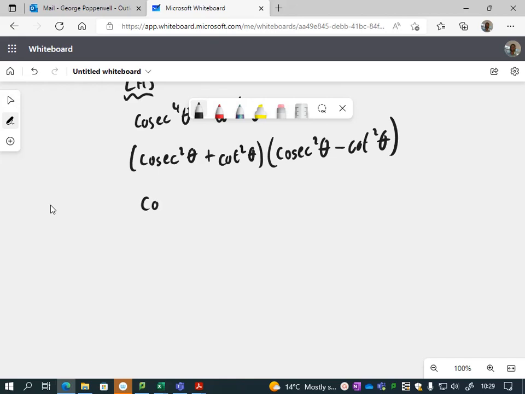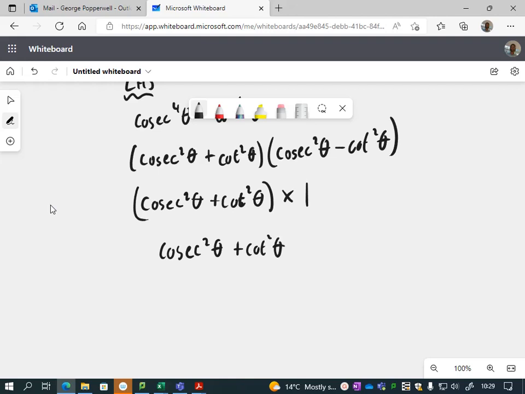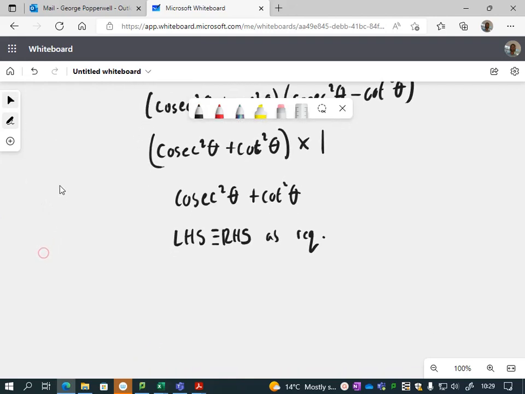So basically I can now rewrite this as cosec squared theta plus cot squared theta times 1, and then I've done it now, I'll write it one more time, cosec squared theta plus cot squared theta. Now just formalize to finish, I'm just going to write left hand side is always equal to right hand side as required. Okay, so we've shown that the left hand side is always equal to the right hand side.